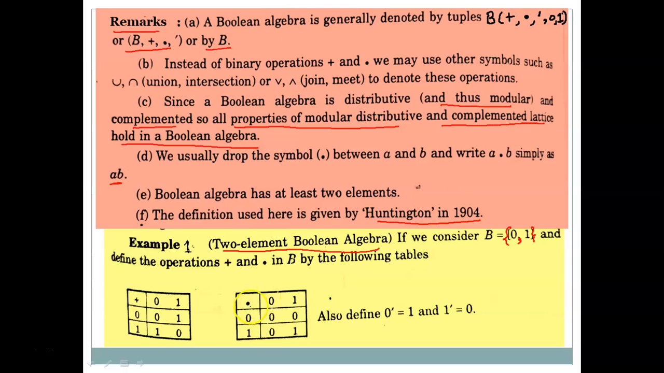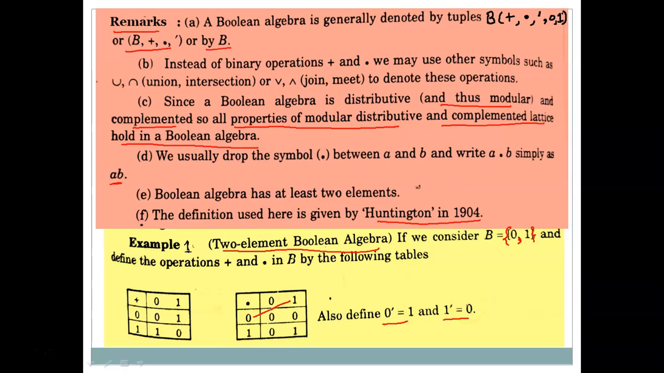And another way, the second operation you can define as in this table. 0 dot 0 gives you 0, 0 dot 1 gives you 0 again, 1 dot 0 gives you 0, and 1 dot 1 gives you 1. So this dot operation is defined like this, and this plus operation is defined like this. You also define that complement of 0 is 1 and complement of 1 is 0.